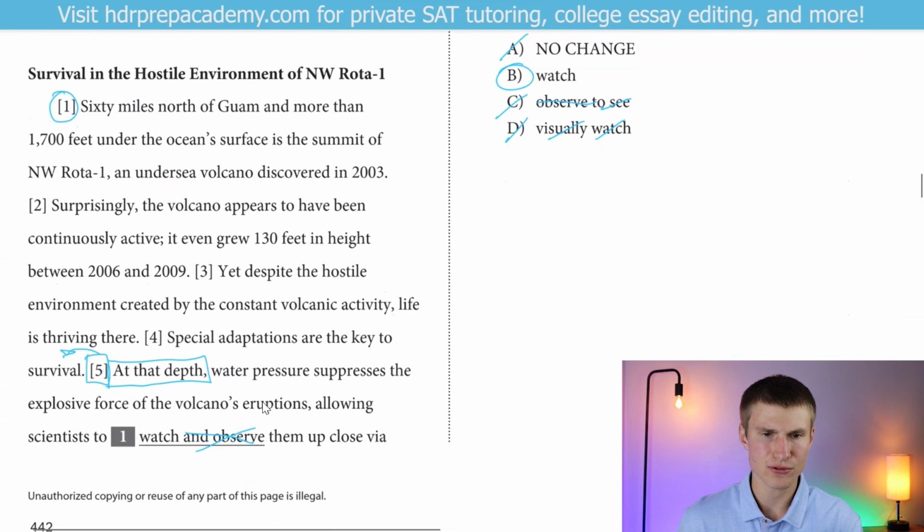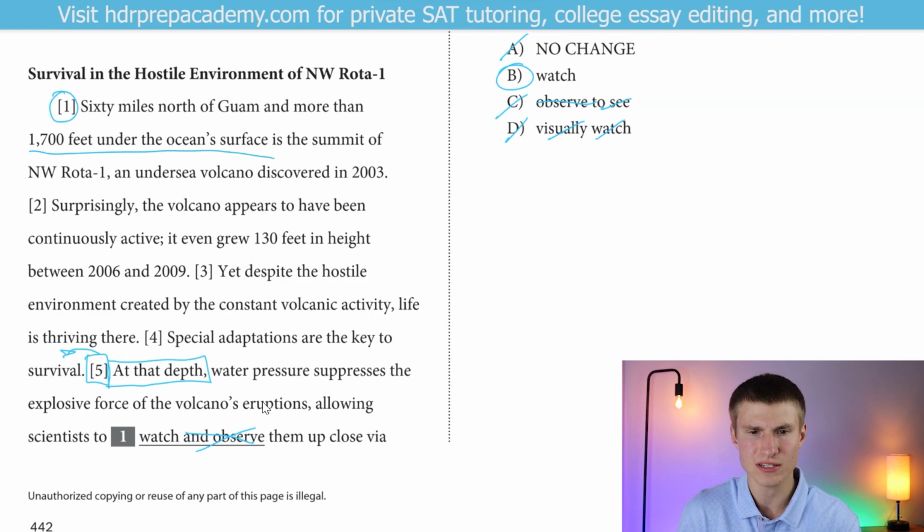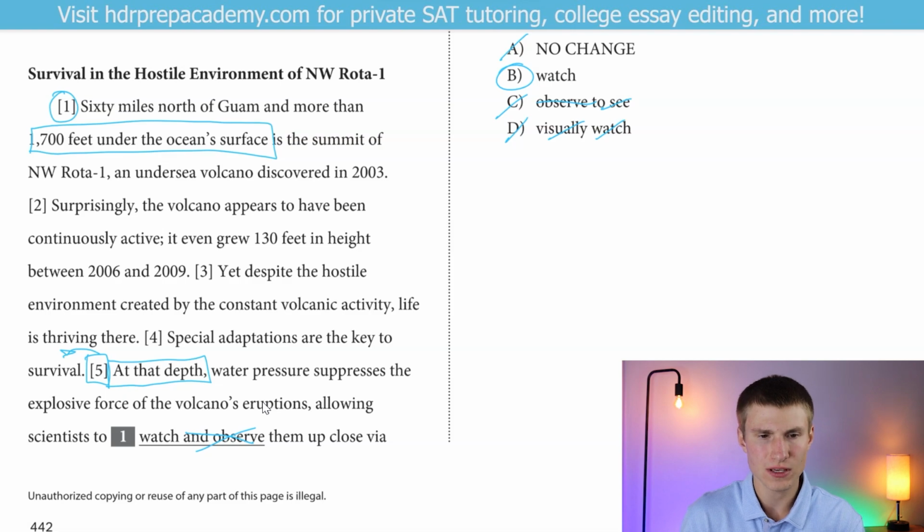All right, so let's go ahead and start reading through. We have "60 miles north of Guam and more than 1,700 feet under the ocean's surface." That's a depth right there. "Is the summit of NW Rhodea 1, an undersea volcano discovered in 2003. Surprisingly, the volcano appears to have been continuously active. It even grew 130 feet in height between 2006 and 2009."